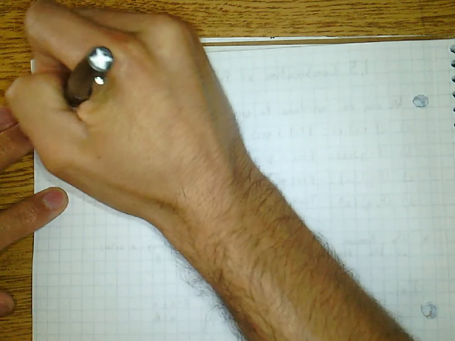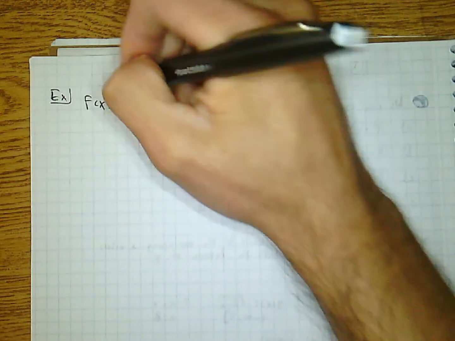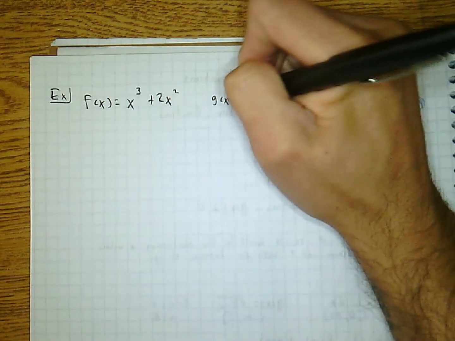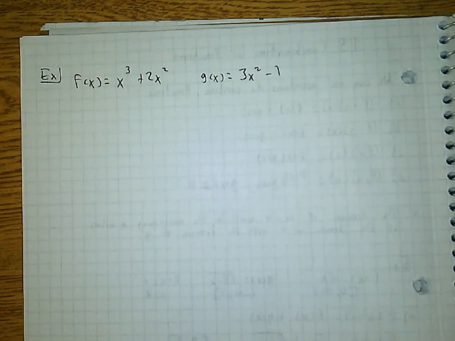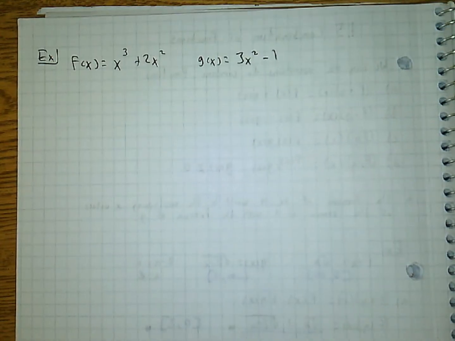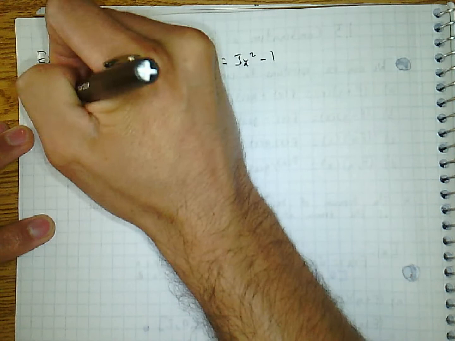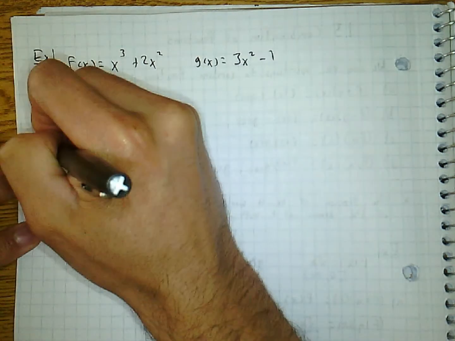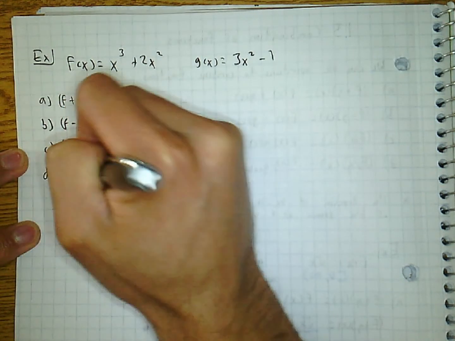Let's try out an example. So let's say that we have the following functions. f of x is equal to x cubed plus 2x squared, and g of x is equal to 3x squared minus 1. Okay? So at this point, if you feel like you're capable of doing this, I would like you to pause the video and I want you to go ahead and find out 4 things for me. I want you to figure out what f plus g is equal to, what f minus g is equal to, what f times g is equal to, and what f divided by g is equal to.